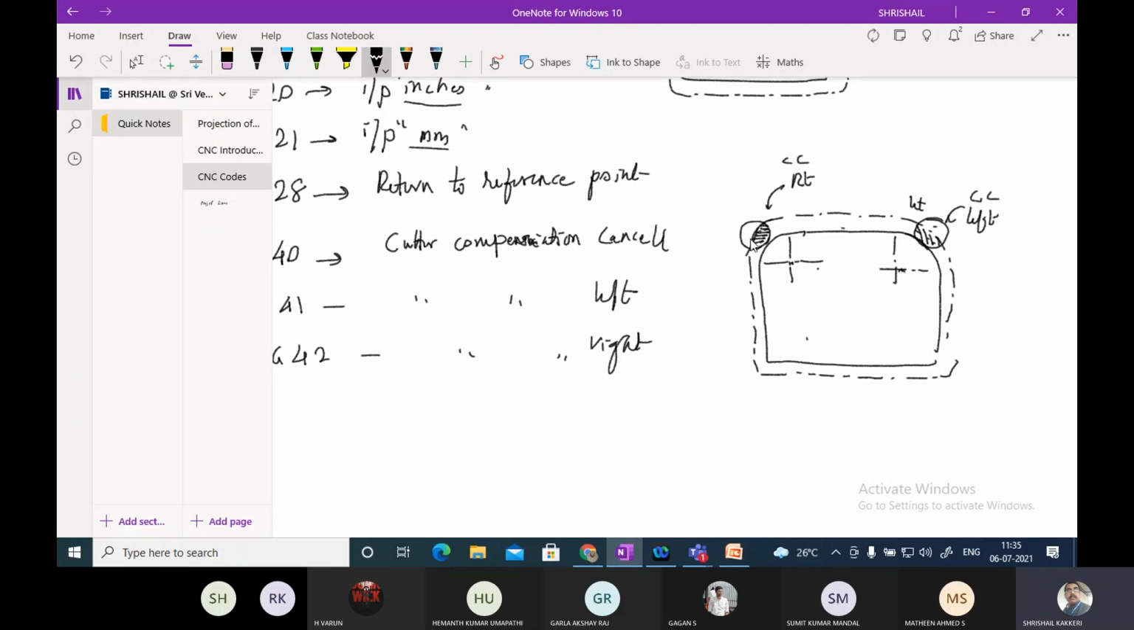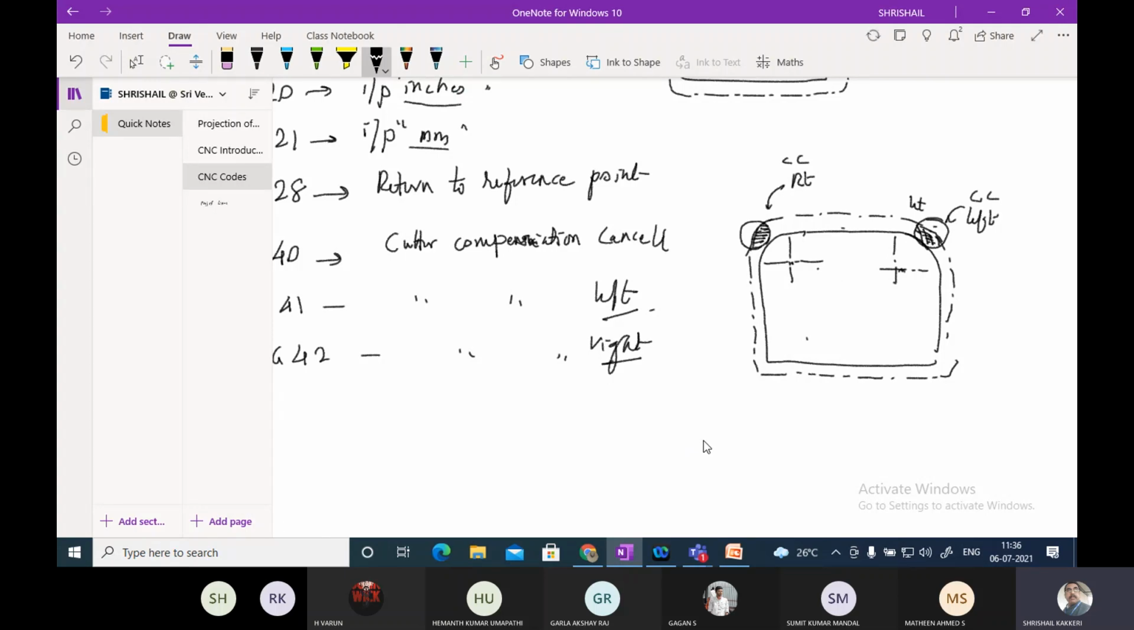From the axis, if the right portion of the cutter is involved, then definitely it is G42. And here, if the left portion of the cutter is involved, it will be G41. The cutter compensation to left and cutter compensation to right.